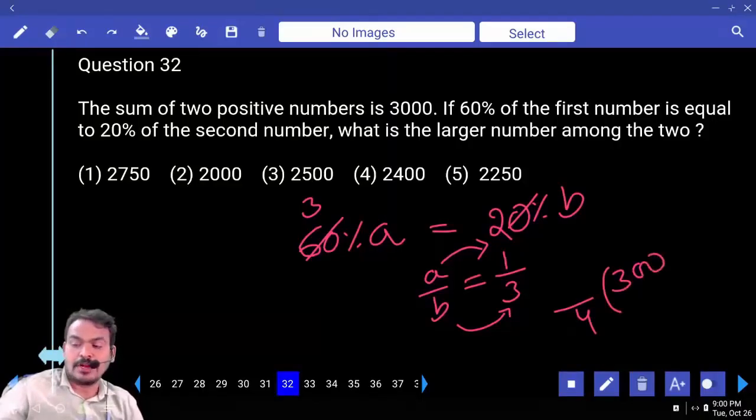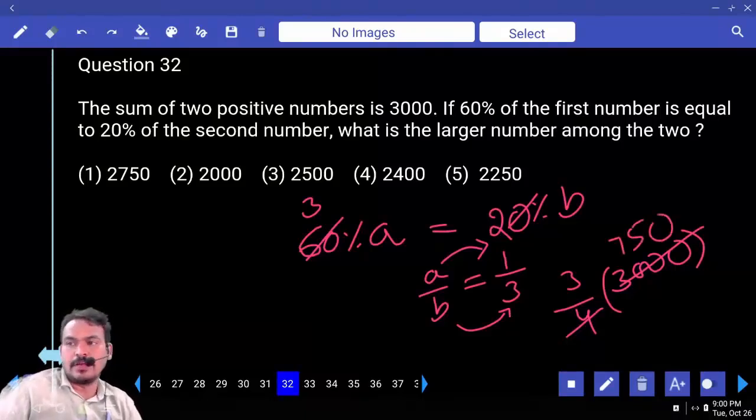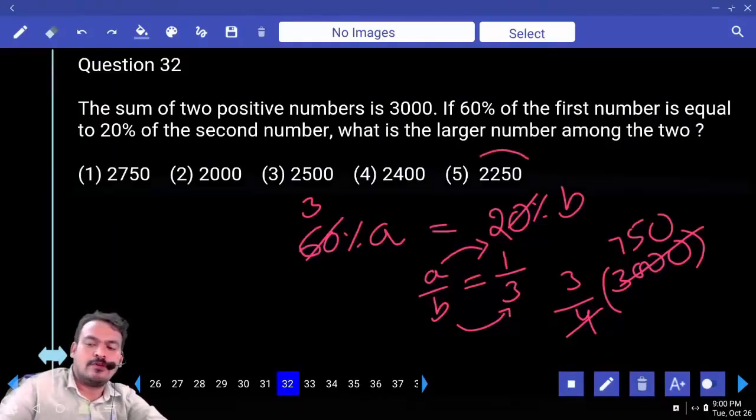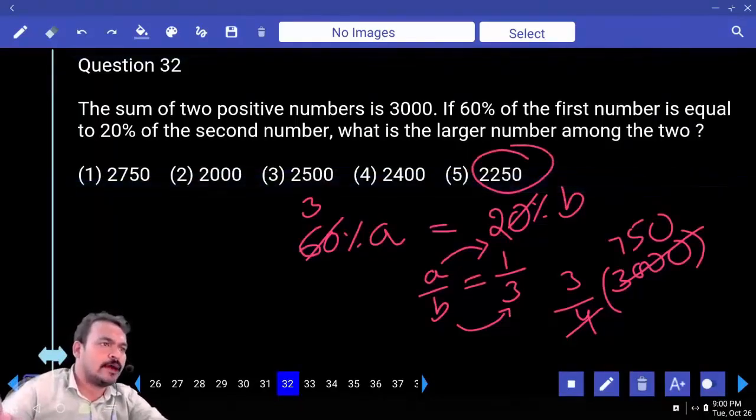What are the 4 parts given? 3000. How many parts we need? 3 parts, or not? 4 how many times 3000? 750, or not? 750. 3 into 750. 2250, or not? Double 250.